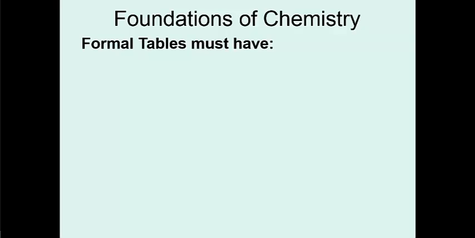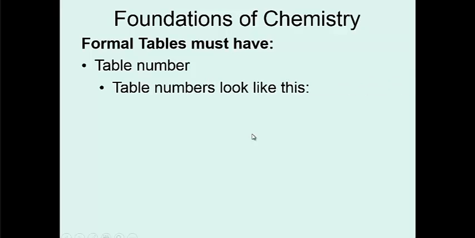It's what the actual rules are supposed to be, or what the original rules were for tables whenever you publish something in the sciences. So formal tables must have a table number. Table numbers look like this. It says Table 1. Now you include that word, table. Capitalize the word Table, followed by the number and a period.